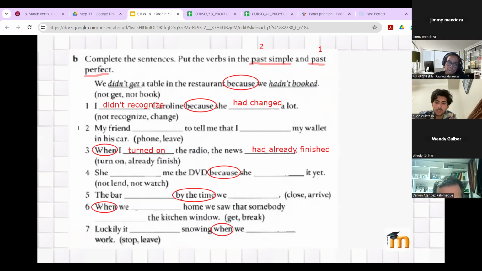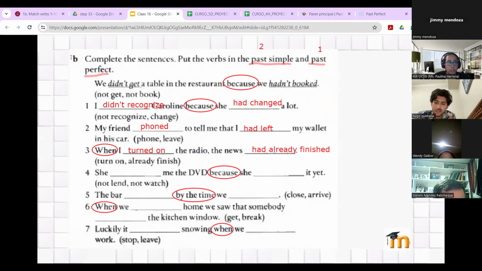My friend phoned to tell me that I left my wallet in his car. Exactly. That I had left. So, what happened first? I left the wallet in his car. He saw the wallet and then he phoned me. Okay, he called. The thing that happened first, I put it in past perfect. The thing that happened next, in simple past.